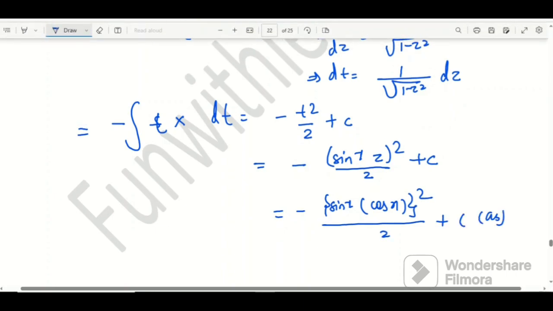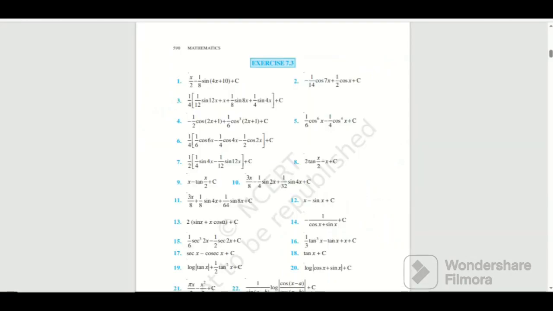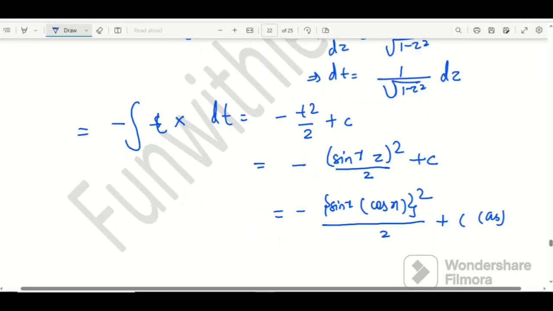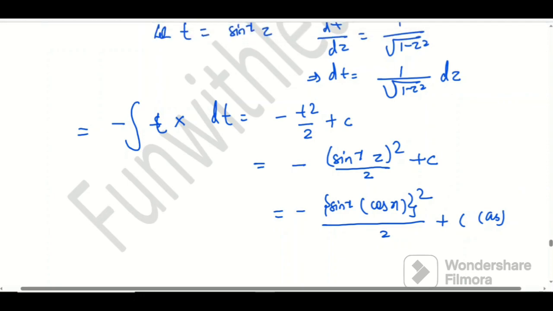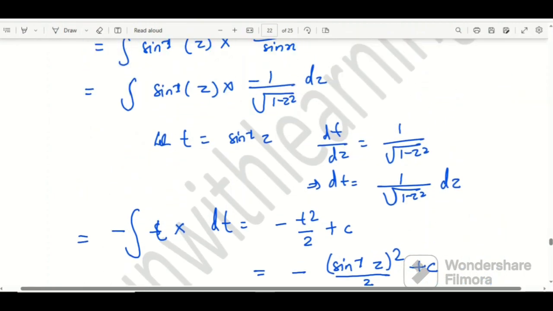We can check. This was our 20th number, 21st number. Okay, so the answer is given in the form of pi x upon 2 minus x square by 2 plus c. Okay. This is also right. This answer is also right.